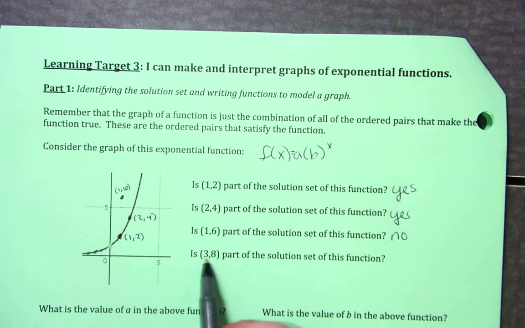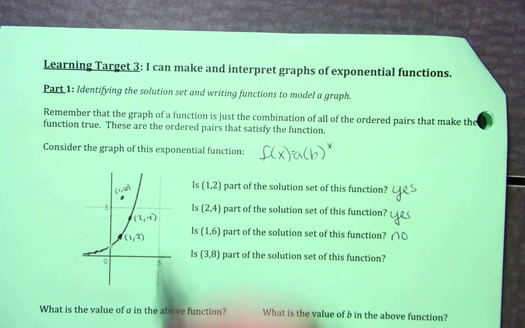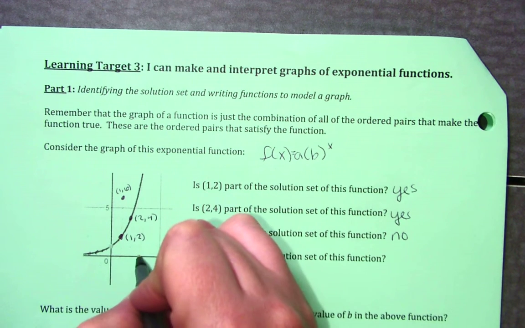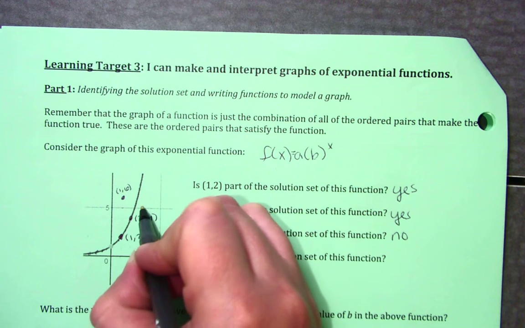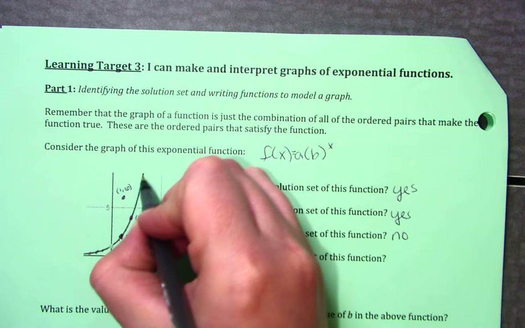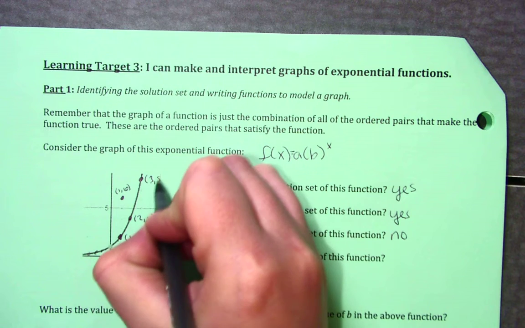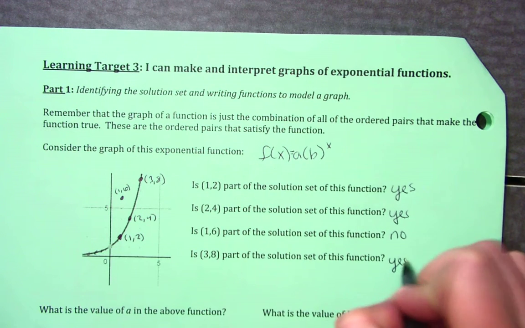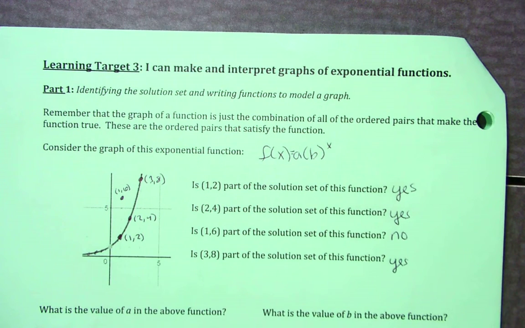And then the point (3, 8), is that part of the solution set? 1, 2, 3, 1, 2, 3, 4, 5, 6, 7, 8. Yes, it is, because it's on the graph.